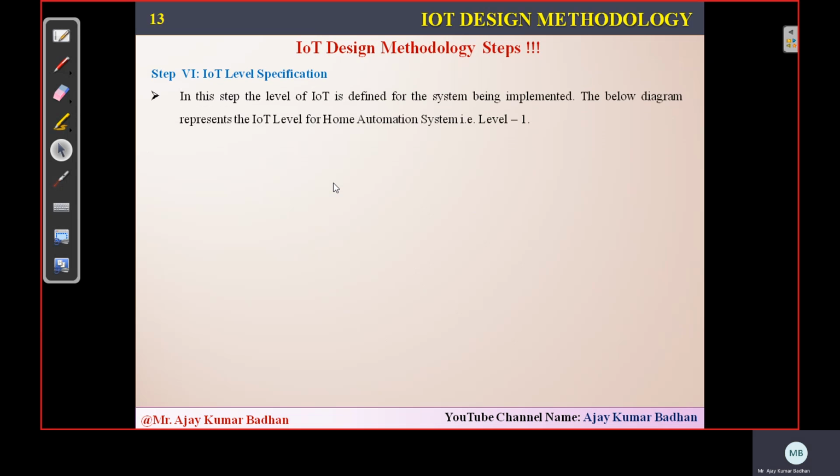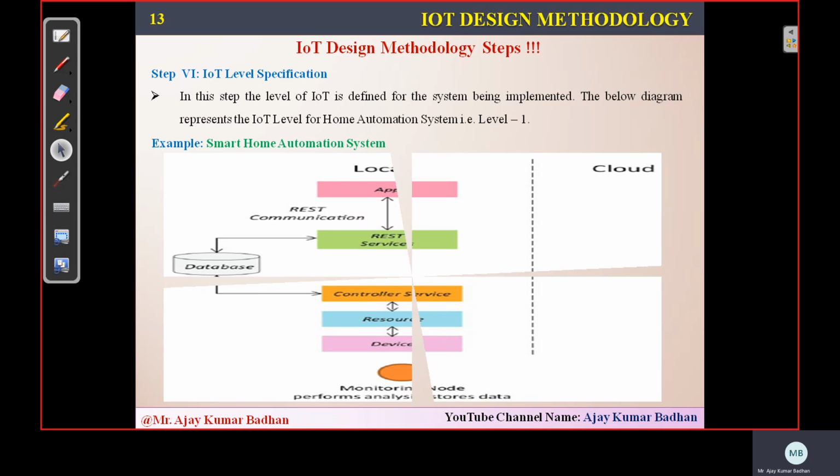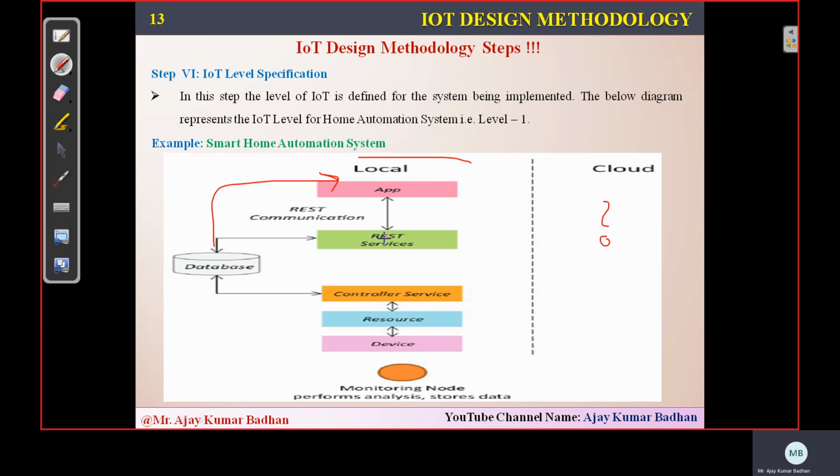Okay, the sixth step we have here is the IoT level specification. I told you that there are around 6 different levels, and for the home automation we are going to use a single level 1 specification. This is the IoT level we are going to use, where you can see that we are not using any kind of cloud services here. Within the local system, you have a database, so whatever information is gathered will be stored in the database.